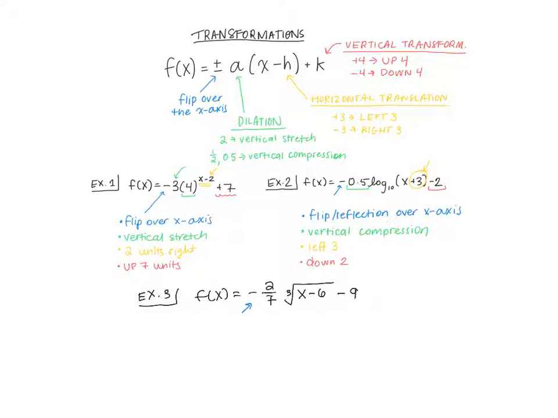So again, the negative sign out in front tells me I have a flip over the x-axis. The 2/7 I notice is going to be right outside my group, and it's a fraction, so I have a vertical compression.